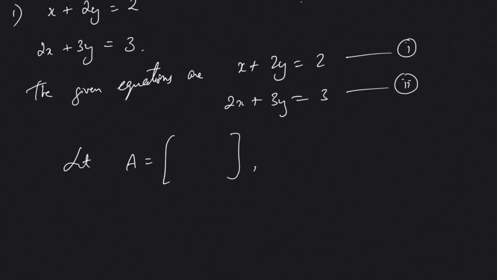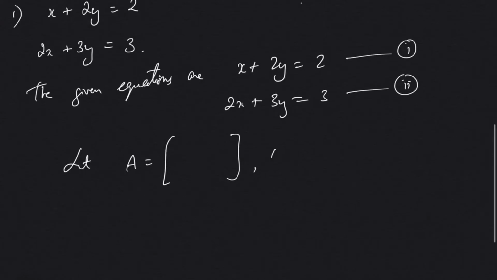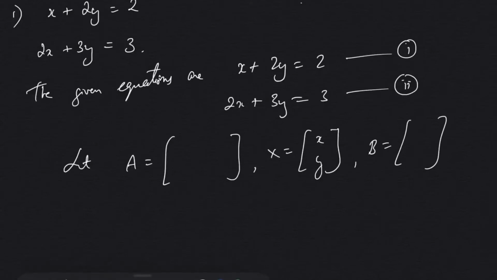So A will be the matrix of the coefficients, X the matrix of the variables, that is simply x and y, and B the matrix of the constants. Here the coefficients are 1, 2, here the coefficients are 2, 3, and the constants are 2 and 3.